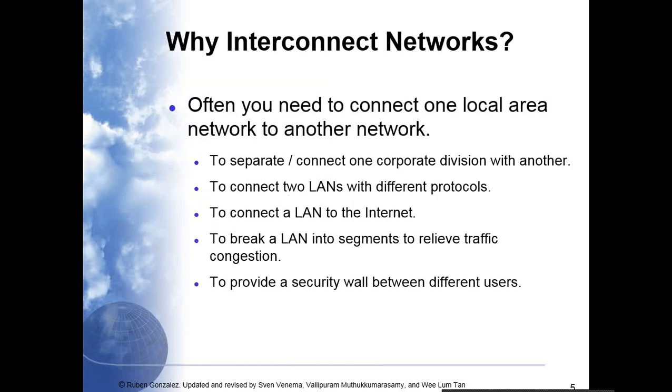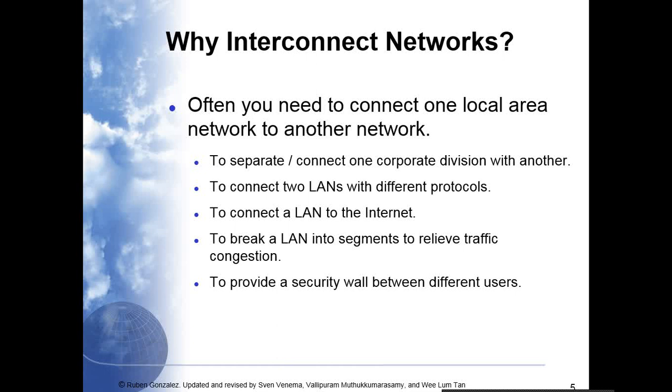So the first question you might ask is, well, why would you want to interconnect networks? Often you need to connect one local area network to another network. So for example, your lab should connect to a wider university network. You might want to connect two separate LANs with different protocols, so different kinds of LANs. You might want to separate or connect one corporate division from another one. So for example, there might be a student division and a staff division in terms of the network. And they may have different access rights depending on which group you belong to, and you would like to separate those networks potentially.